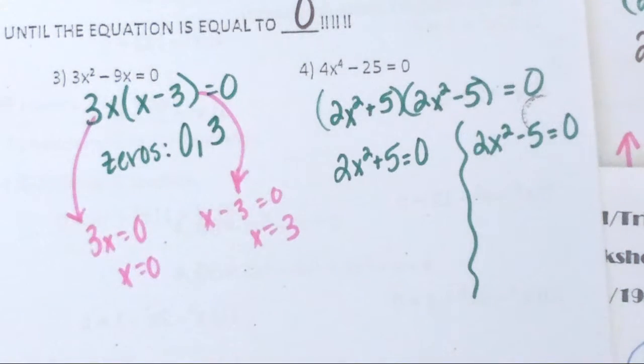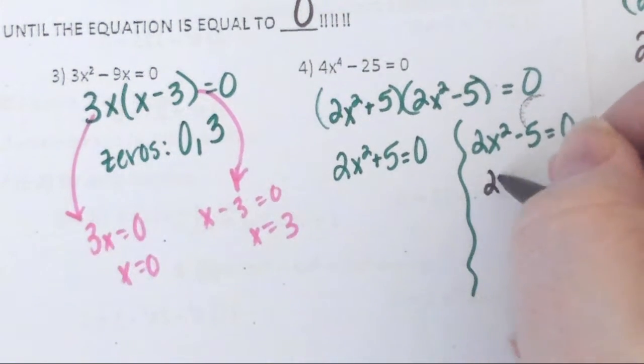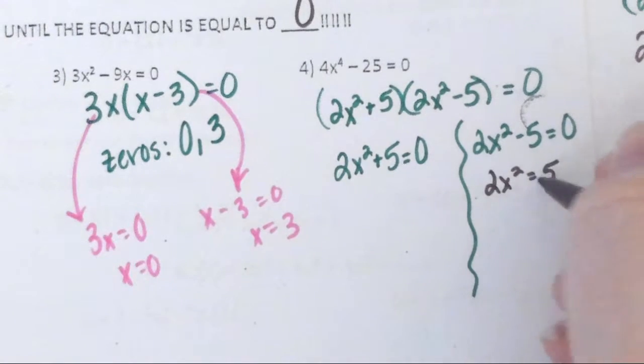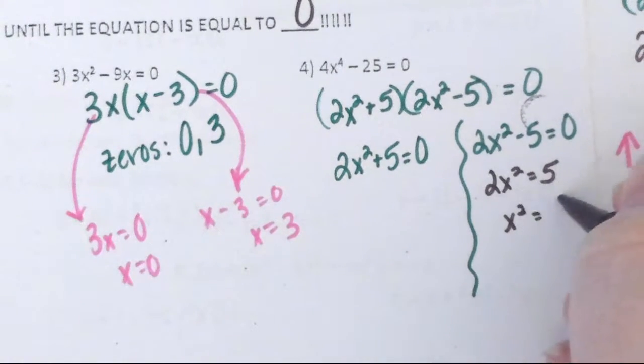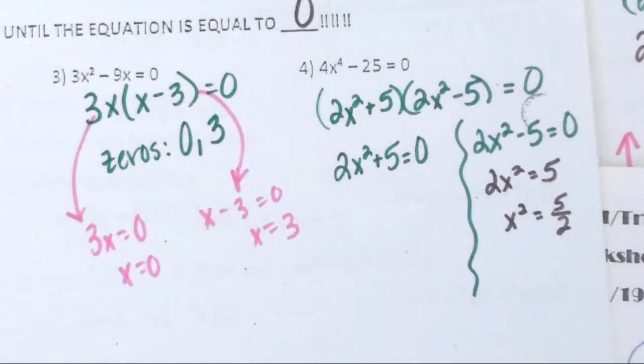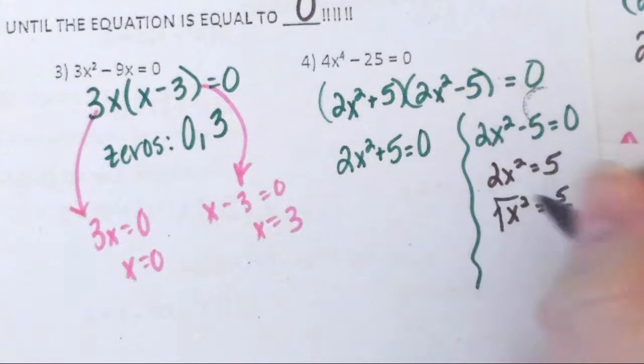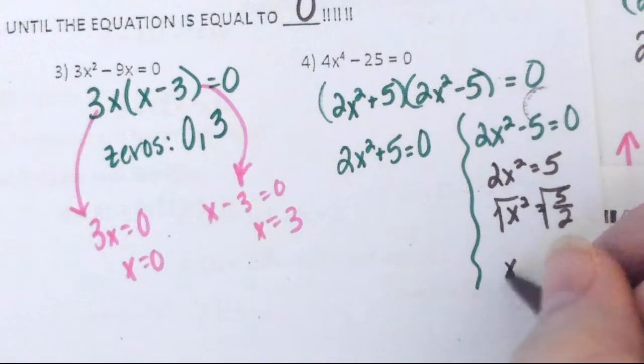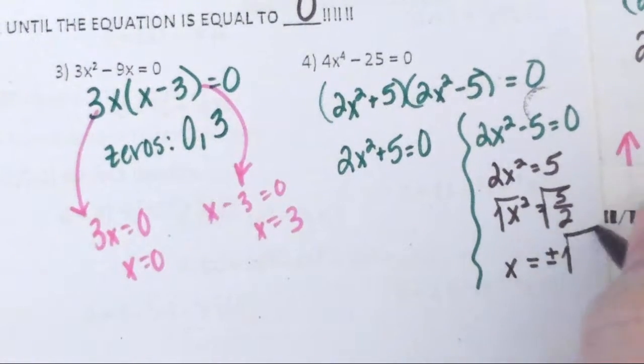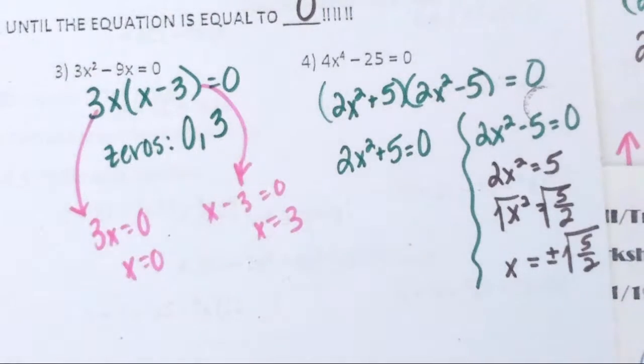Okay, so on the right one, I get 2x squared equals 5, x squared equals 5 over 2, and then what do I do? Say it. Yes, and you can have a point. We got to take the square root of both sides because we want to get rid of that x squared. So it's going to be x equals plus or minus the square root of 5 over 2. Great.